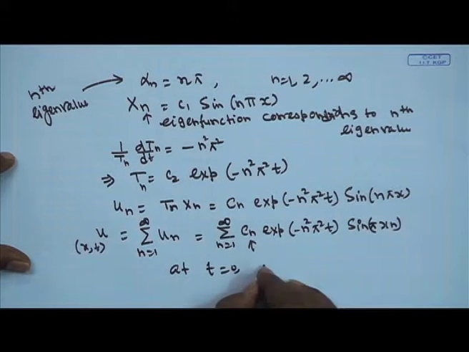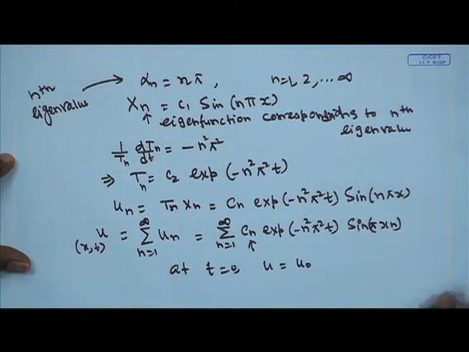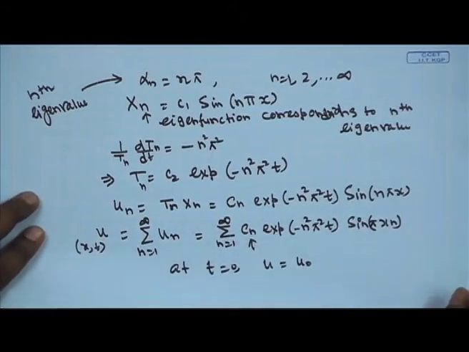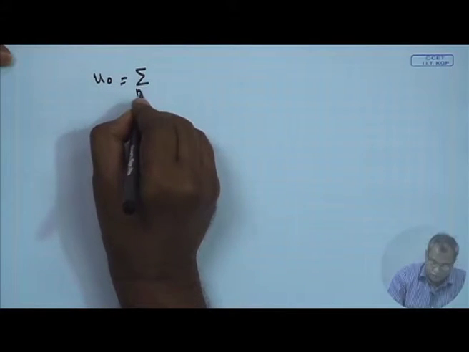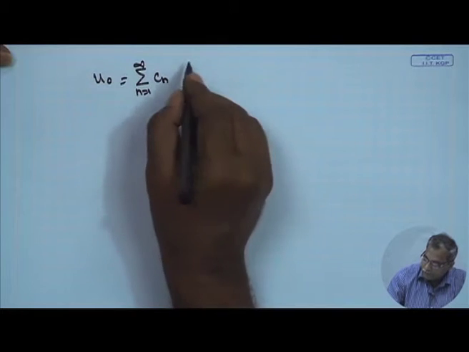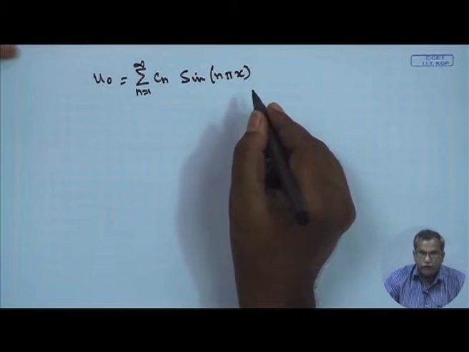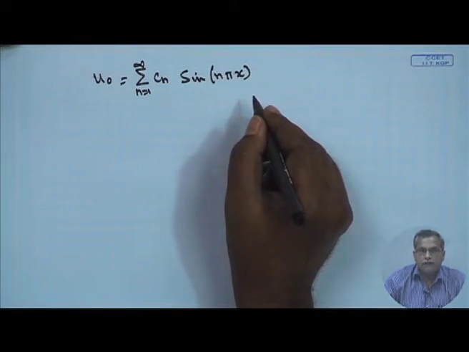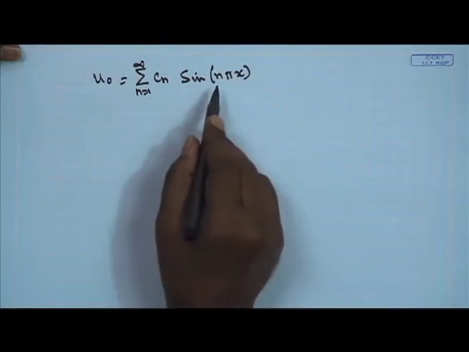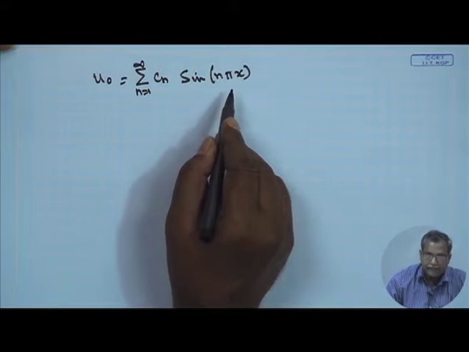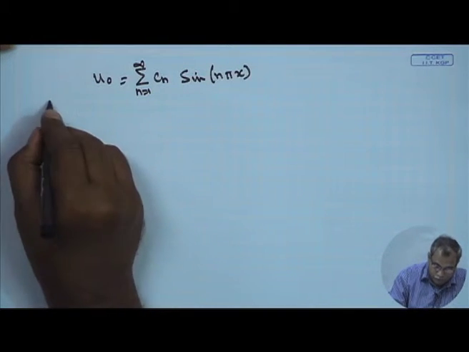At t equal to 0, we have u equal to u naught. Just put this condition in this equation and see what we get. So, u naught is equal to the summation n equal to 1 to infinity Cn sine n pi x. And we have already proved in the last class that the eigenfunctions form orthogonal functions, orthogonal with respect to weight function 1 in this particular case. So, what will I do next? I will multiply both sides of the equation by sine m pi x dx and integrate over the domain of x from 0 to 1.